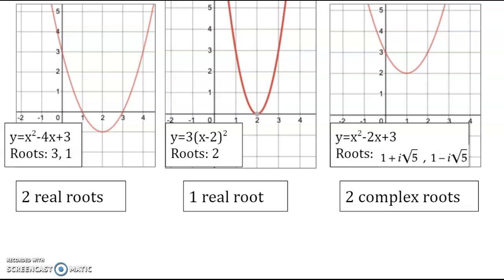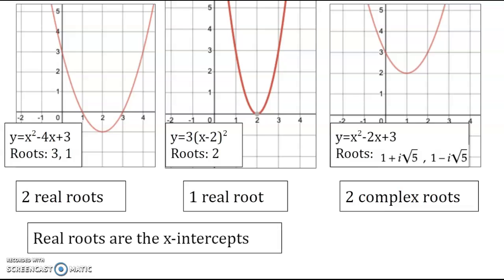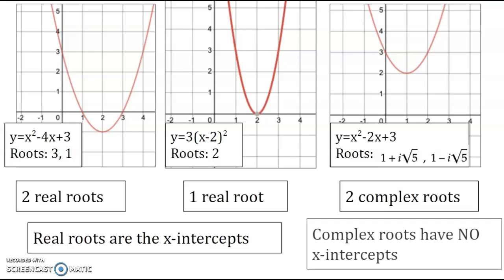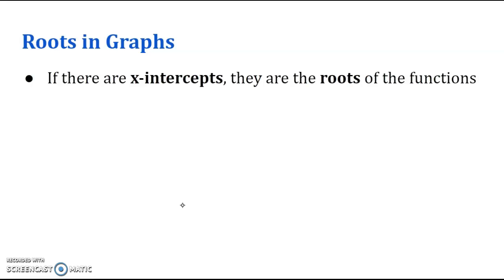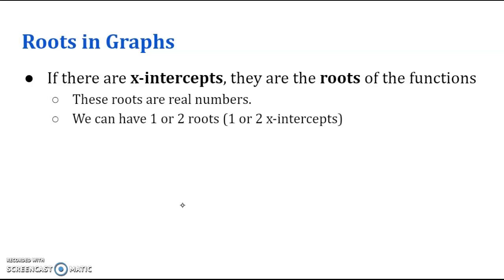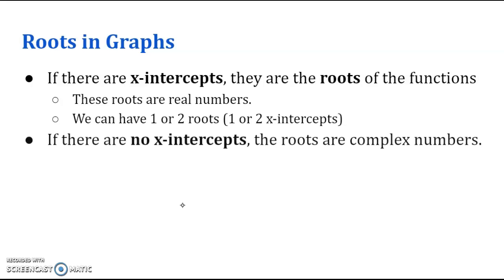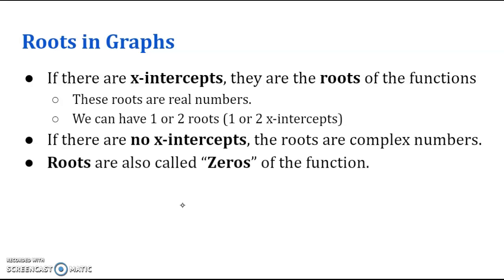And that has been summarized in this slide. So we can say real roots are the same thing as x-intercepts, and complex roots have no x-intercepts. So that means that roots in graph, if there are x-intercepts, there are roots of the functions. These roots are real numbers, and we can have one or two roots, or one or two x-intercepts. If there are no x-intercepts, the roots are complex numbers, and roots are also sometimes called zeros of the function.